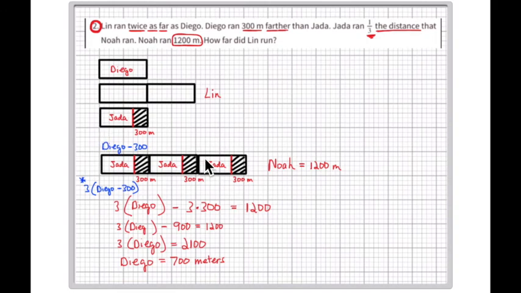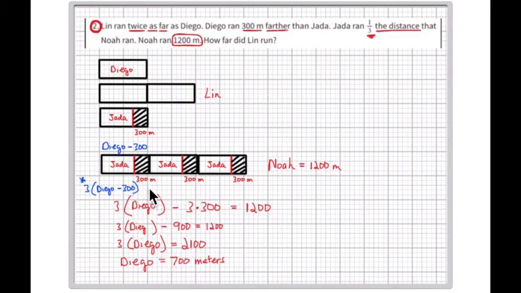So now we've moved a little bit away from the drawing. It's not as easy to see the visual picture of what's going on. And that's where we're trying to get you to just develop a comfort level with the algebra. Yeah, I'm doing this correctly algebraically, and then later on you can check your answer. So this is 3 times Diego equals 2,100.